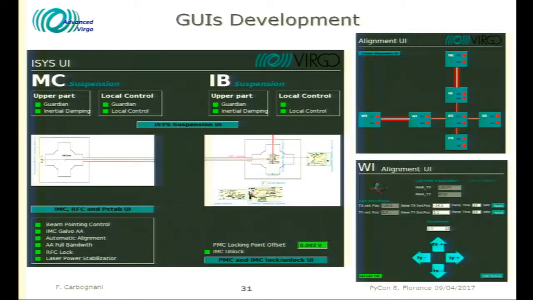One of the other main uses of Python is development of user interfaces. You see, they come out also quite nicely. And this is the interface for the operator in the control room. This is where they work and they control the machine.